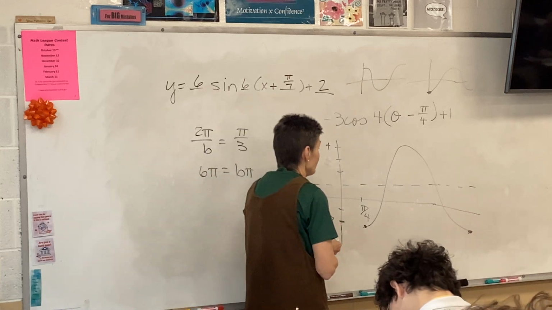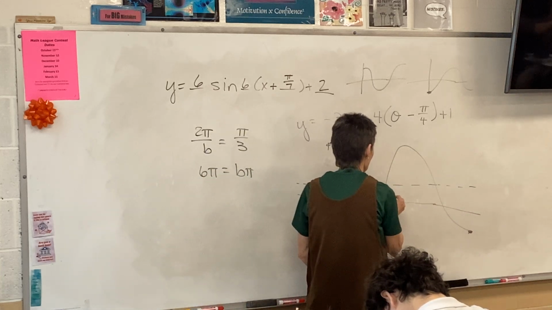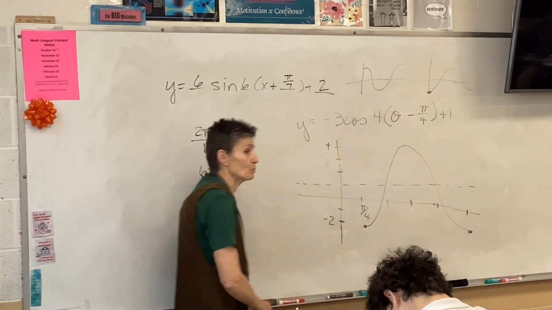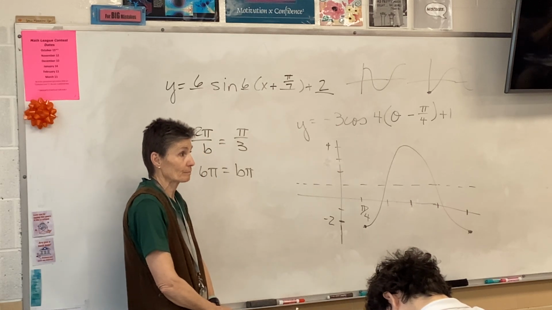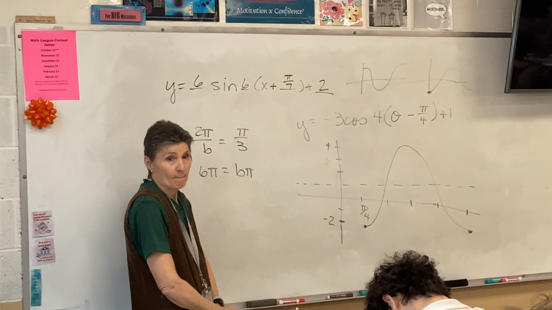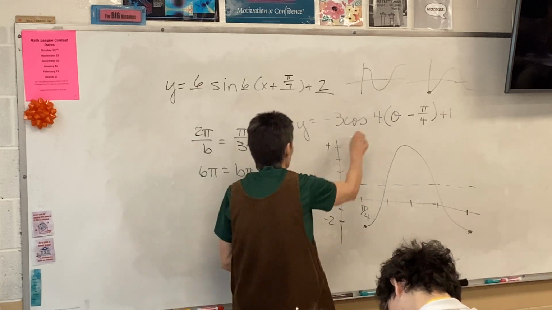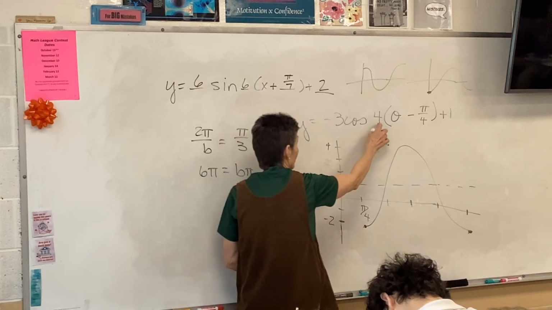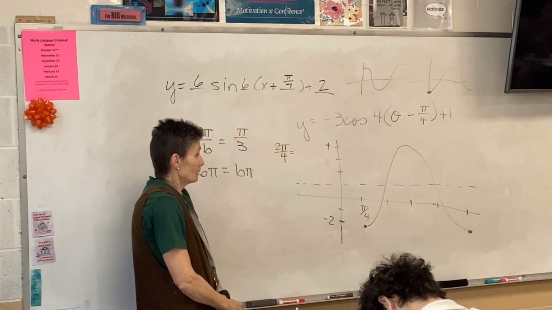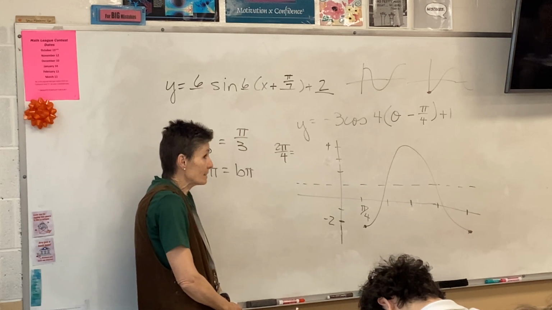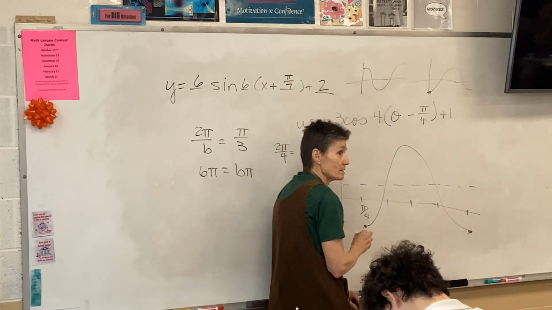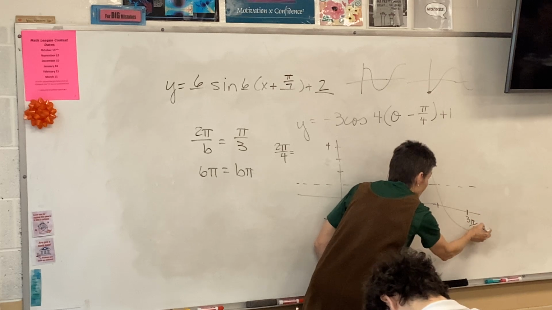So now I got to figure out, where am I crossing my midline? Where am I ending, and where am I maxing? Would you agree with that? That's what I need to figure out. How do I do that? I gotta find my period. So 2 pi divided by 4 is my period. I'm just going to write 2/4. What does that mean? Does that mean this is 2/4? No. That means here to here is 2/4. So this will be 3/4.